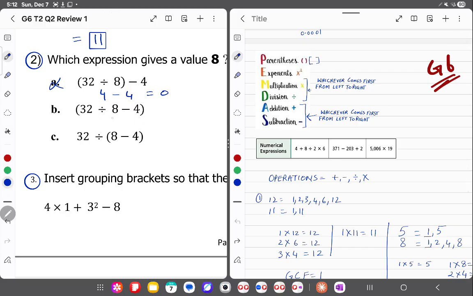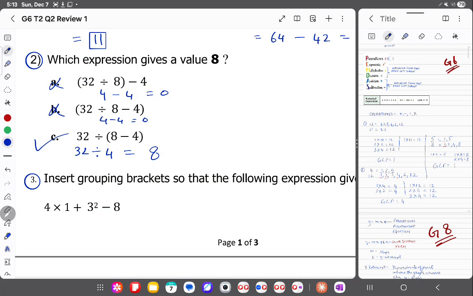Now we have here 32 divided by 8 minus 4, which is once again 32 divided by 8 is 4, minus 4 is again a 0. So this is not correct. Now we check the other one. Now we have division and parenthesis, right? So the rule says you have to go with the parenthesis first. So 8 minus 4 is 4, and 32 divided by 4 is 8. So the correct answer is this one.